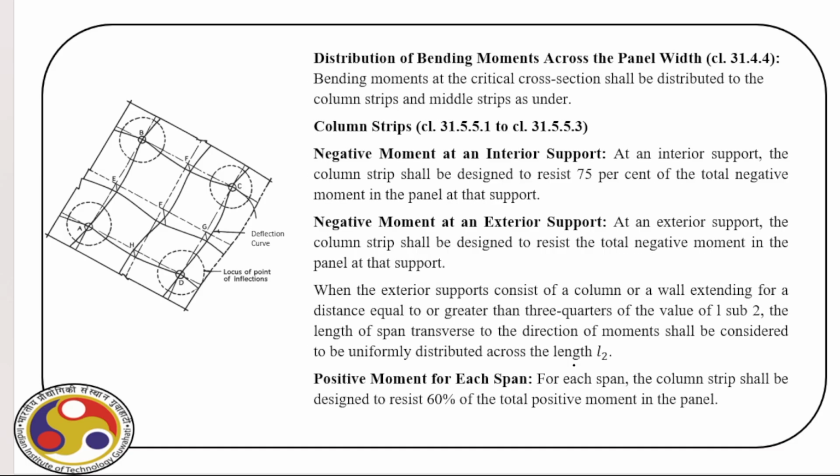Then comes the negative moment at the exterior support. So, for the exterior support, the column strip shall be designed to resist the total negative moment, and then the positive moment, once we are done with negative moment, for each column strip shall be designed to resist 60% of the total positive moment in the panel.